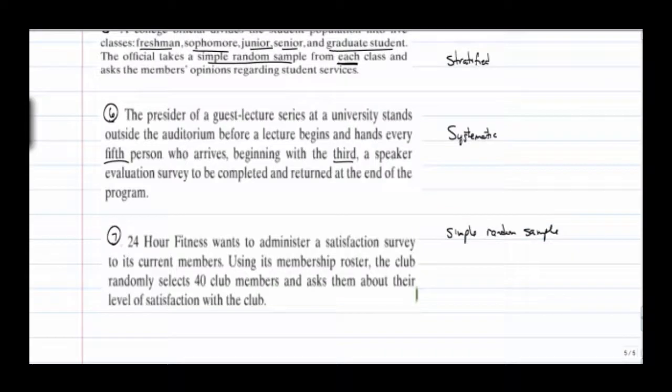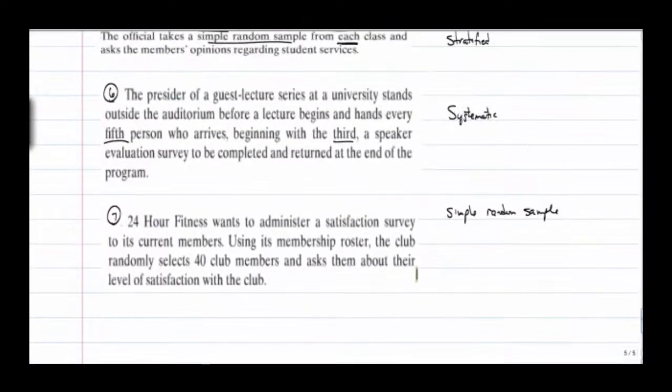So the goal of the sampling methods section here is that you recognize the different types of sampling methods that are being used in a given situation.